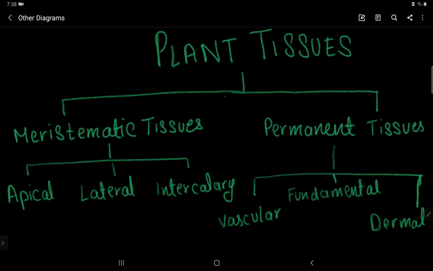Now meristematic tissues are further divided into three parts: apical meristem, lateral meristem, and intercalary meristem. And this is the same with permanent tissues. They are also divided into three parts: vascular tissues, fundamental tissues, and dermal tissues. So let's see what each and every one of these means.